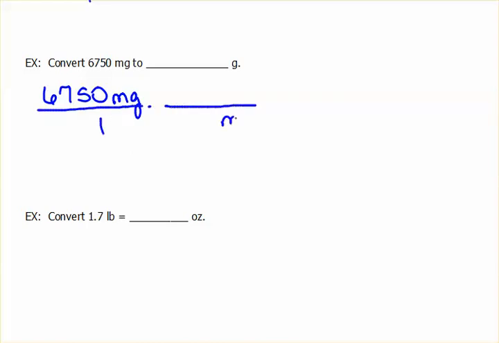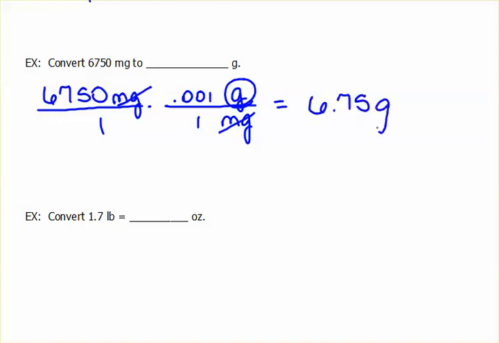And we don't want milligrams, so we're going to put it on bottom so it will cancel. And we can change straight to grams using dimensional analysis. Their conversion factor there is 0.001 grams to 1 milligram. So that cancels out our milligrams, and our answer now is in grams. So when we do that multiplication, we get 6.75 grams.